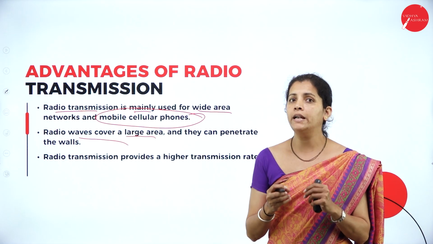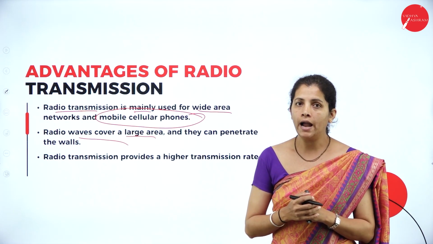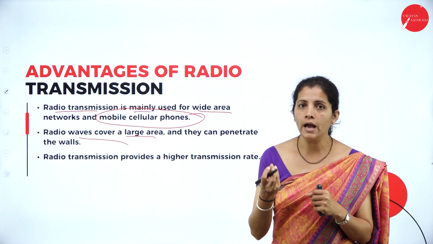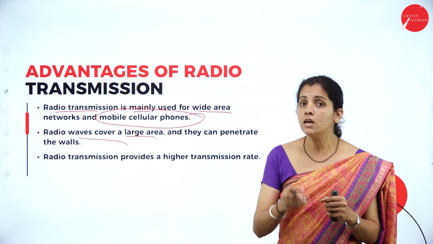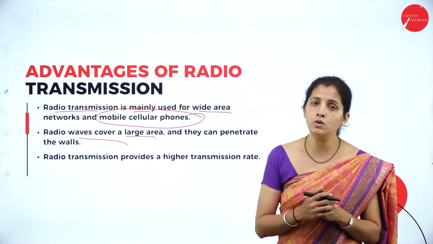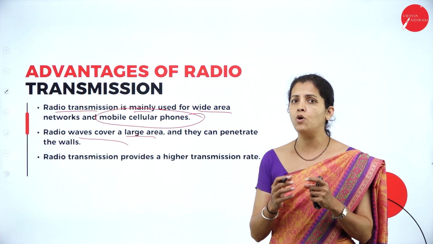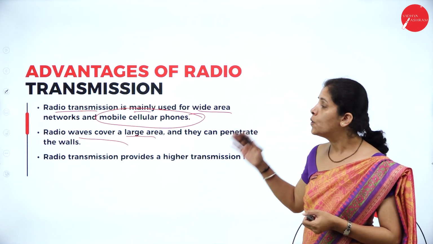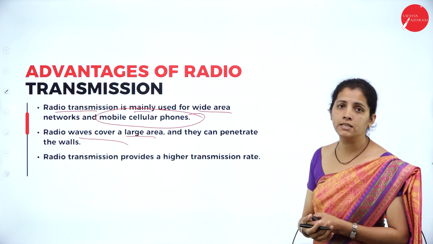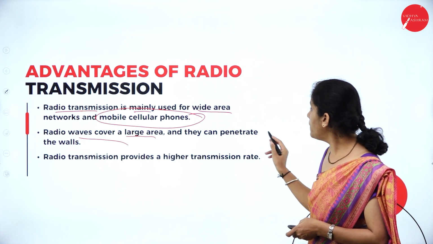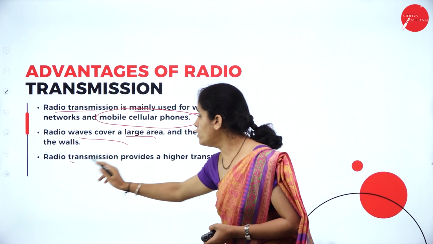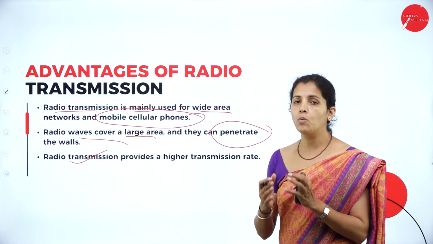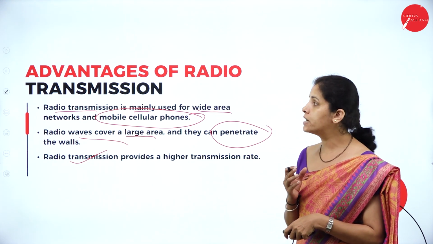For example, if I take a cell phone and I am inside a room, and I want to make a call, I am able to make the call because radio waves are capable of penetrating the walls. Radio waves are capable of crossing the walls. So that is a very important characteristic of radio waves: they penetrate. Radio transmission also provides a higher data transmission rate.